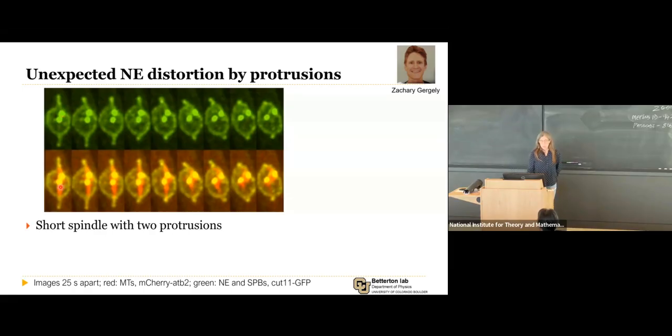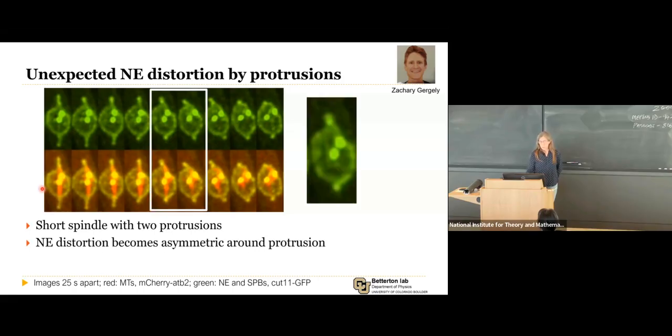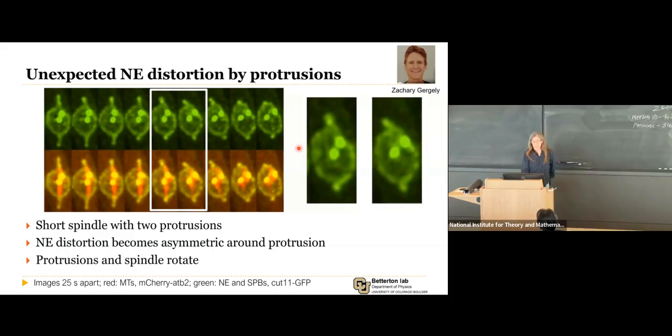So here in this cell, there's a short spindle, and it has two protrusions, one on the top and one on the bottom. And what you start to see over time is that these protrusions can start to rotate relative to the spindle axis, and they can make nuclear envelope shapes that are not what I expected. Notice how on this side of the protrusion, this is pretty straight, but then on the other side, there's a big rounded part. It doesn't look very symmetric. And I don't really understand that.